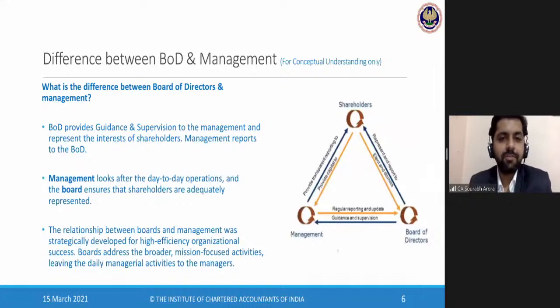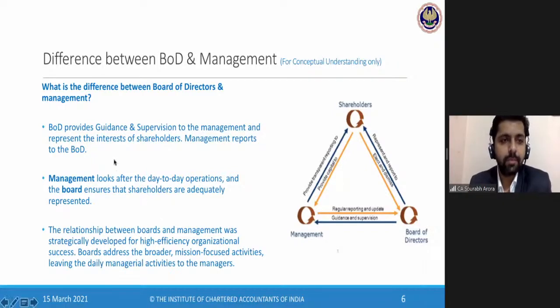Then there is a difference between the board of directors and management. I have put in this slide because many students ask me this question: what is the actual difference between the board of directors and management? This is just for conceptual clarity, no need to remember this slide, but you should find it a little interesting through the use of this diagram that I've provided over here. As we can see, the board of directors, management, and shareholders form a triangle, a relationship triangle between them.